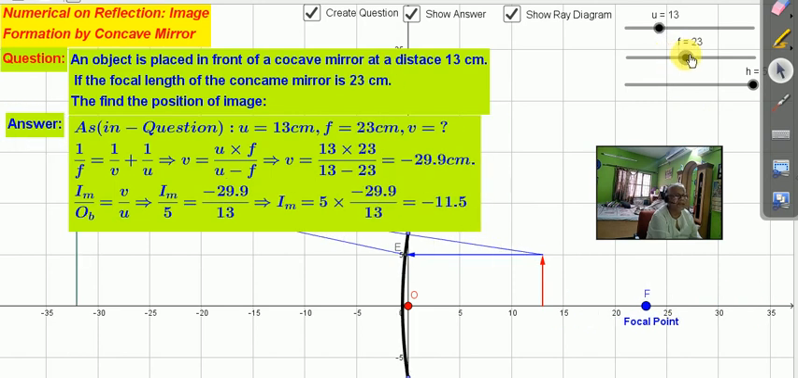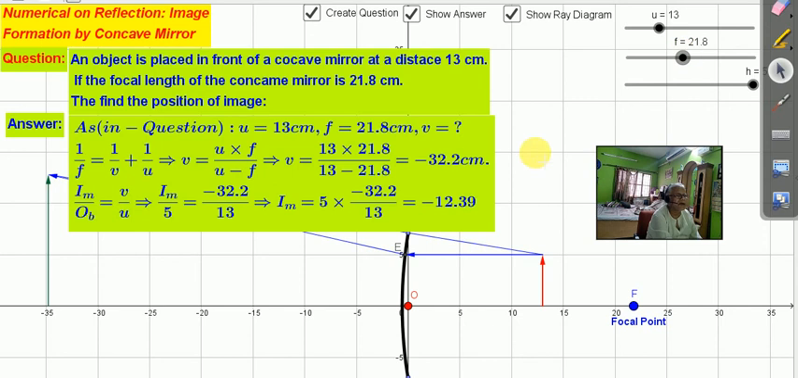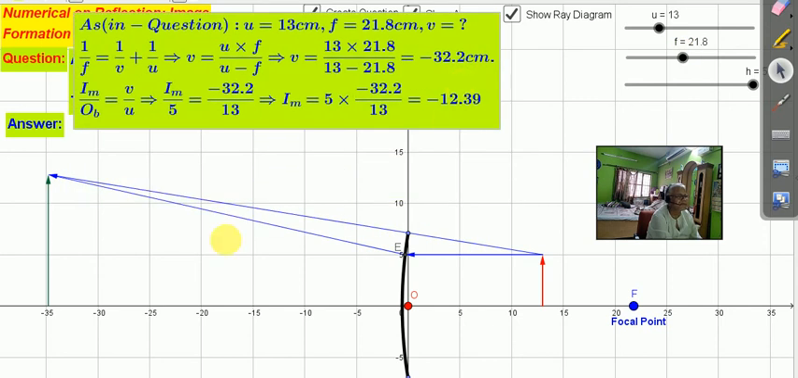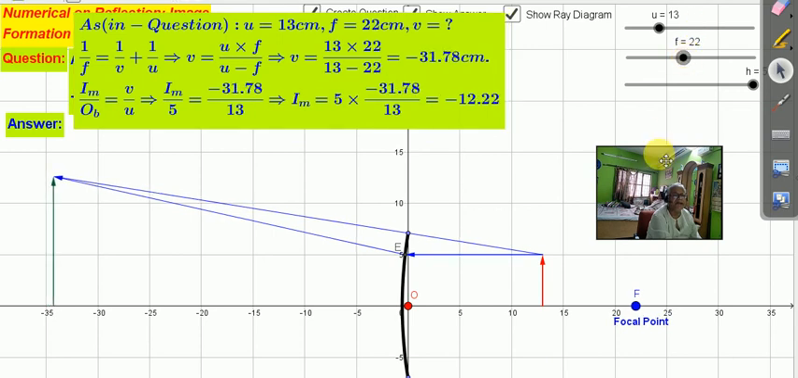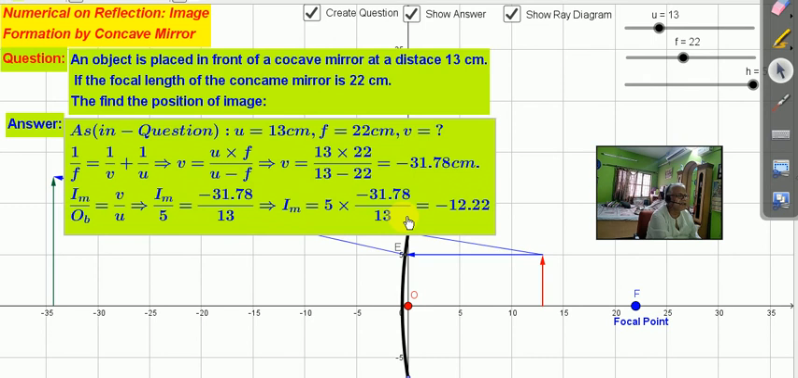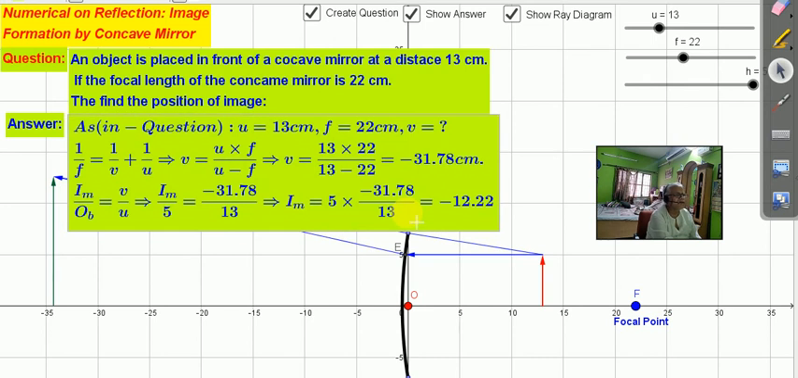Here it is. Yes, you want to see that. Here is the object. The focal length is 21.8; you make it 22, and u is 13, which is less than the focal length. This is why the image is found behind the mirror, and that will be virtual, and this is why the answer is minus. So this way you can do the numerical based on reflection by a concave mirror.